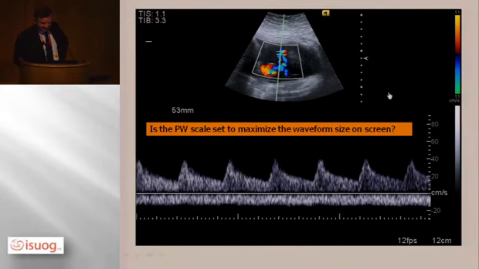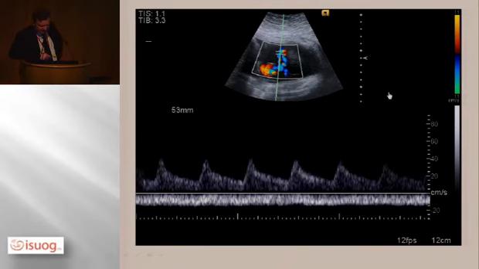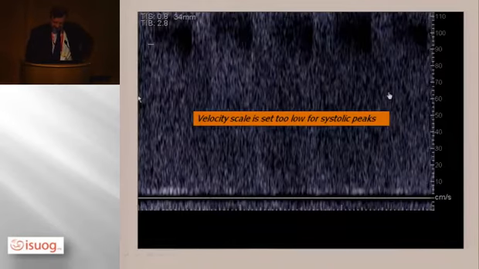Here we have an umbilical artery waveform. We've got a scale there of 11, and if we just look at this artery, the problem there is that we haven't got a great waveform. We haven't maximized the scale to allow us to see the waveform. We've got a waveform that is about half or even a third of the size it should be. Very simple to deal with. We should just change the scale.